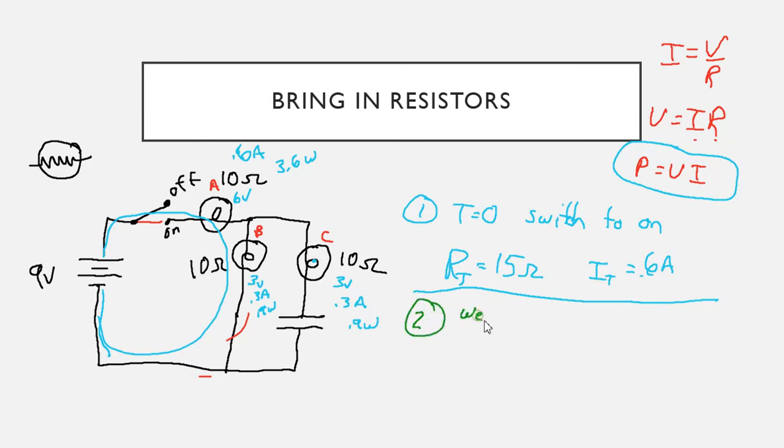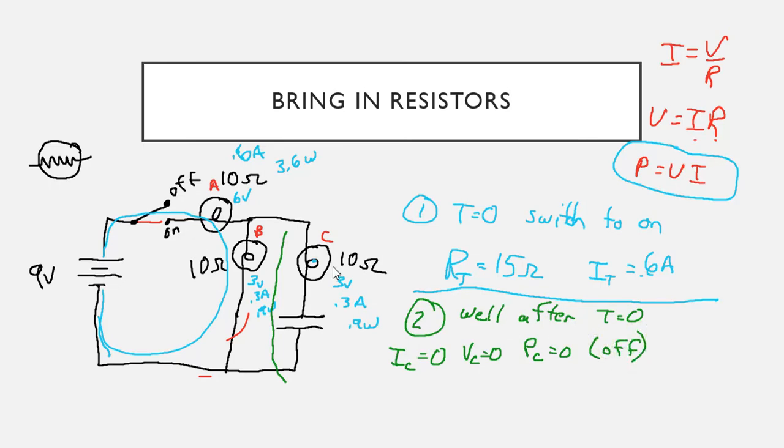So we'll say, well, and there's ways to figure out these times, which would be next. Well, after time equals 0, what do we have? Well, after that time, this capacitor's charged. There's absolutely no more charges moving through this path, which means there's no charges moving through C. So for C, the current of C is going to equal 0 because the capacitor's charged, so we can't push any more charges onto it, which means the voltage of C equals 0, which means the power of C equals 0, which means that light is off. So as soon as we turn this switch on, this light's going to be on, and then it's going to fade away as this capacitor charges.